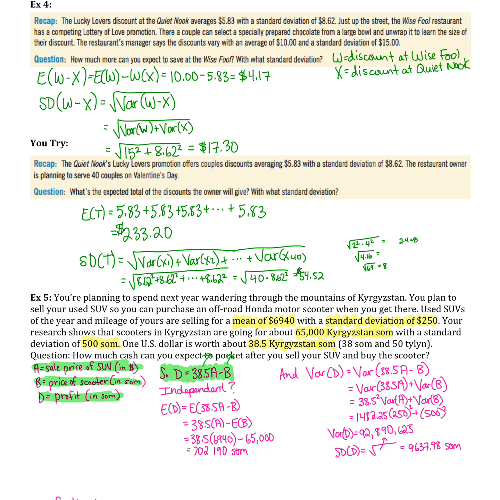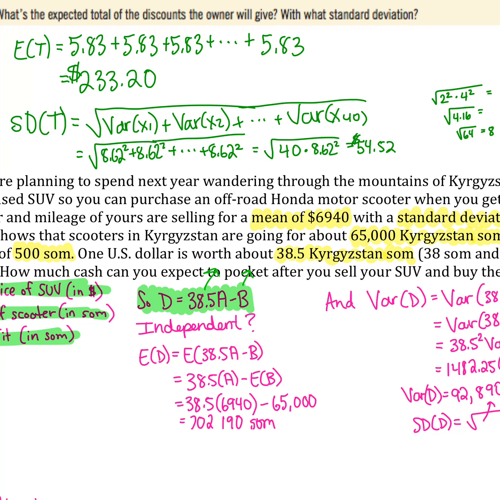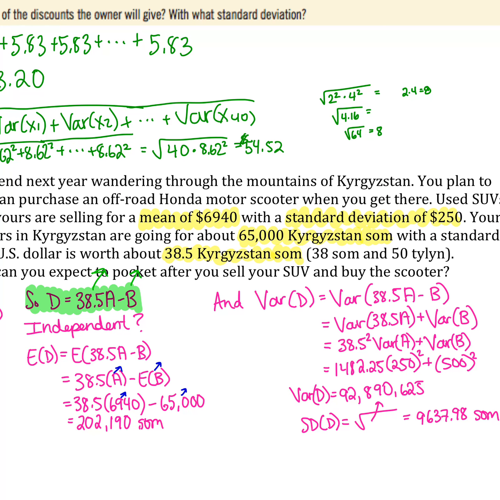So because we're working with independent variables, we can go ahead and jump right into our expected value formula, which tells us that we can multiply by the multiplier, which is what I'm doing here, and then we can subtract off that price of that scooter. And so I substitute in the average selling price of the SUV. I subtract off the average selling price of the scooter, and I end up with my answer here, which I believe was a 202,190 SOM.